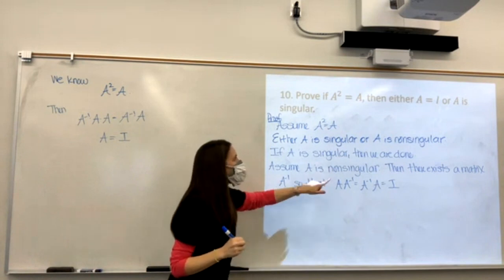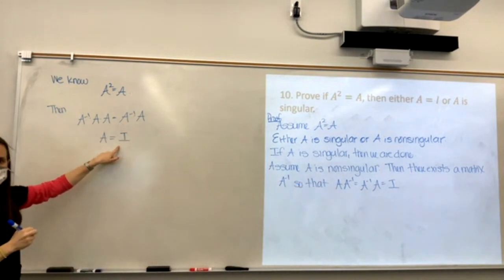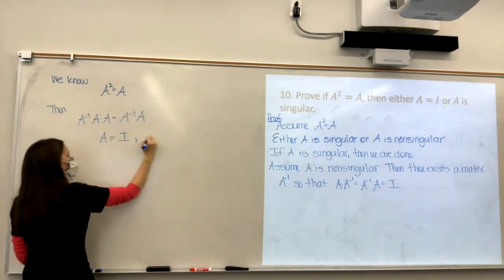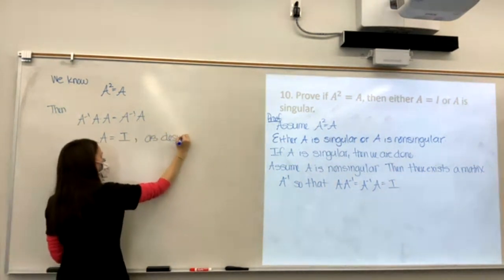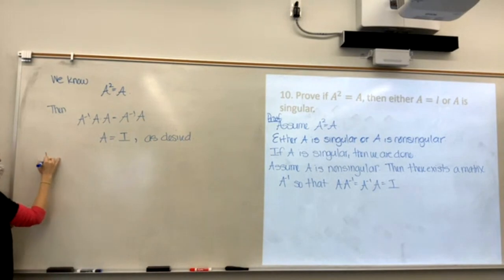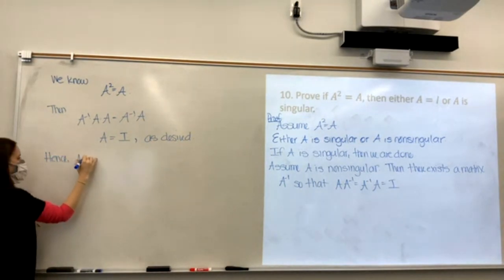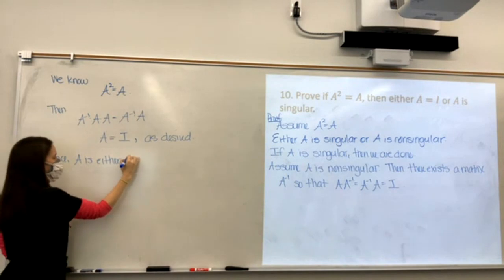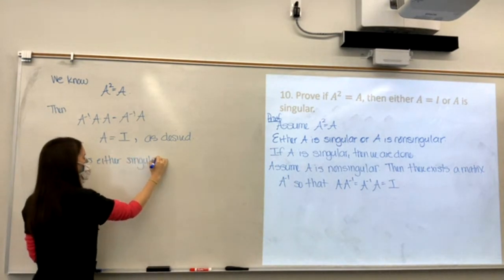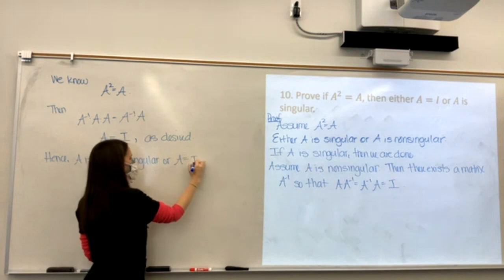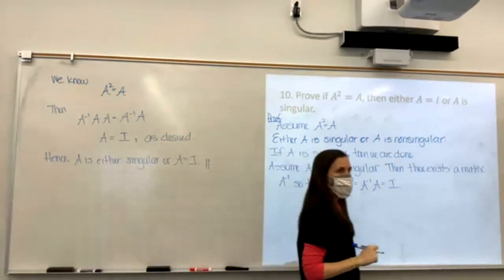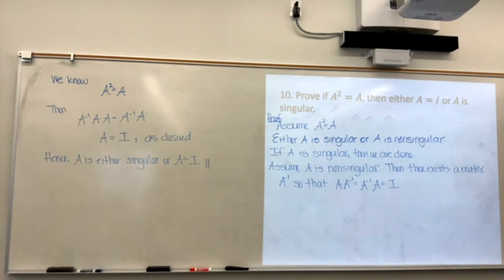If it's singular, we're done. If it's non-singular, it has to be the identity. So a little concluding sentence: hence, A is either singular or is equal to the identity. Any questions?